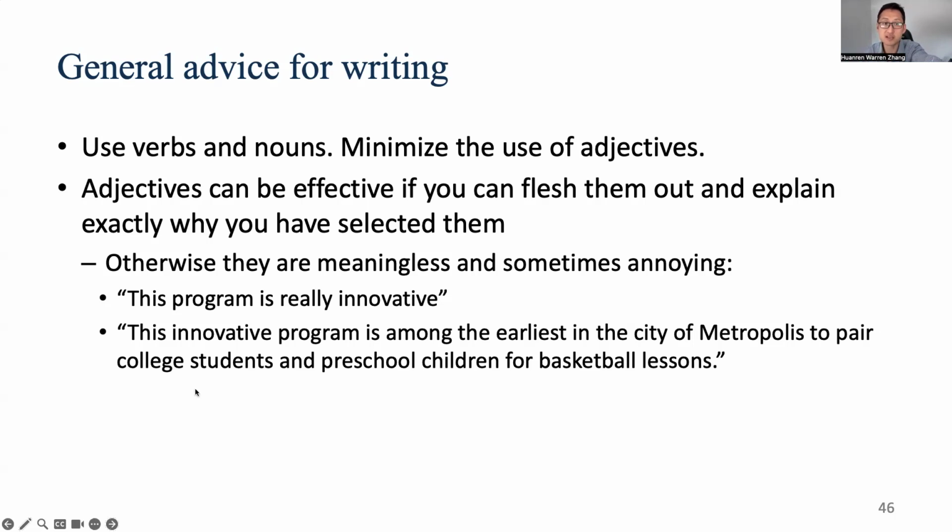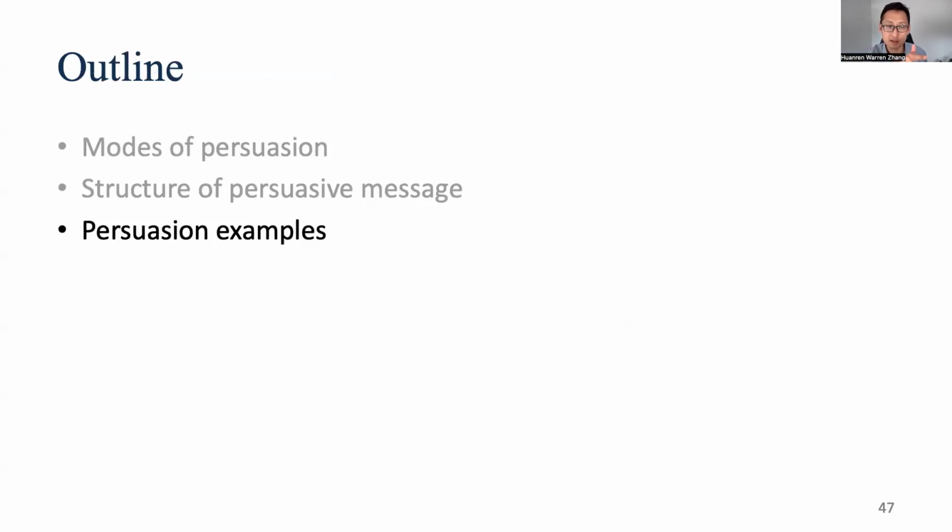Here is another way of saying it: the program is among the earliest in the city of Metropolis to pair college students and preschool children for basketball lessons. So when you flesh out why this is innovative, it's because it's among the first. Being the first is what makes it innovative. That's when you could use an adjective. Otherwise, verbs and nouns are better. And also, if you are able to use concrete concepts, that is better than using abstract concepts, as we will discuss later in part 3 of today's lecture, persuasion examples.